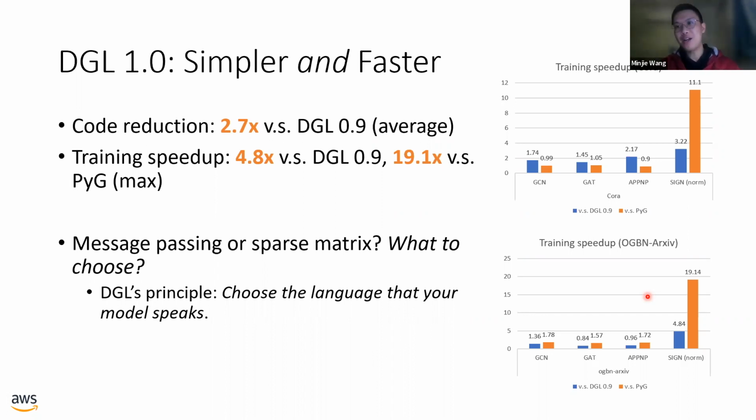A natural question left is, now that DGL supports both graph-centric message passing, node-wise and edge-wise, and also matrix operations, which will you choose when you implement your graph neural network? Our principle is: you choose the language that the model speaks. If you are working on matrix-based models, use the matrix APIs. Otherwise, you can use the message API. We give you the flexibility and don't worry about efficiency because underneath they use the same set of kernels, so the efficiency is always great.